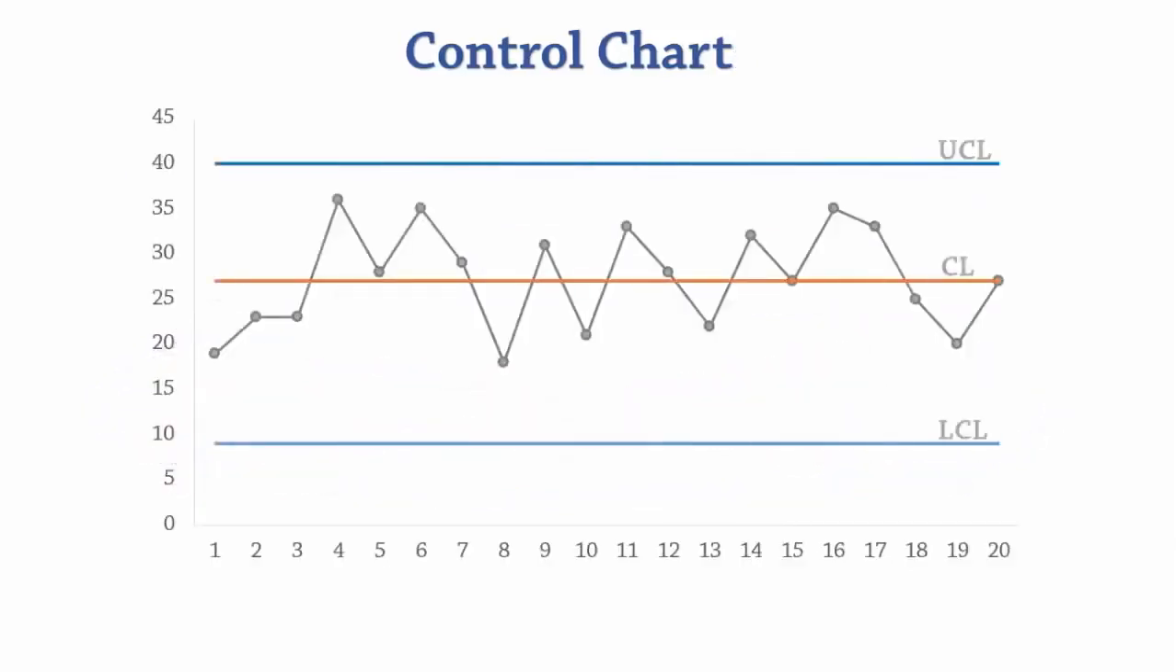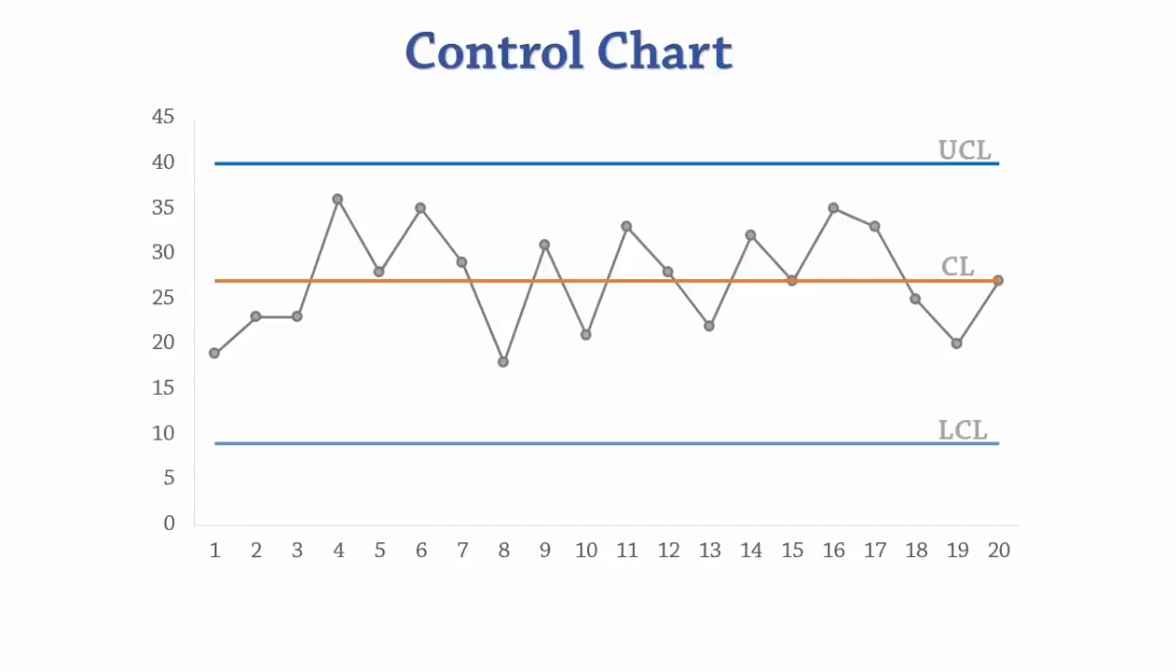Here is an example of a control chart. It comprises a lower control limit, LCL, a center line, and an upper control limit, UCL. If a process is operating within acceptable limits, we say that the process is in statistical control, or stable. Otherwise, the process is out of control.